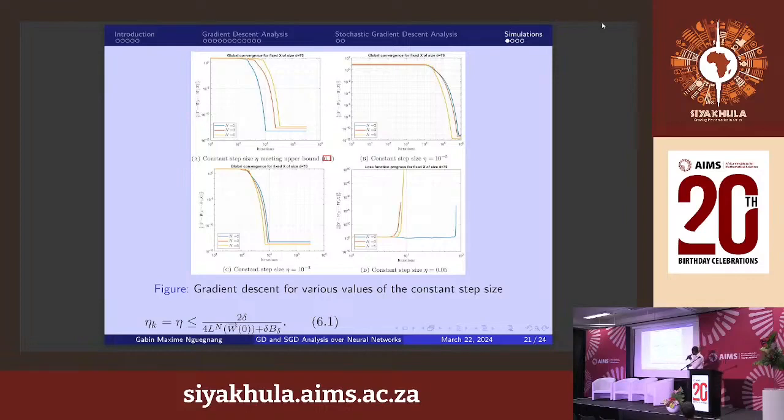Down here we illustrate the fact that when we violate our condition, we could still observe convergence, but with this plot on the bottom right, we show that violating our condition may lead to the complete loss of convergence. Which means that it's a good condition, but it's not very tight yet.